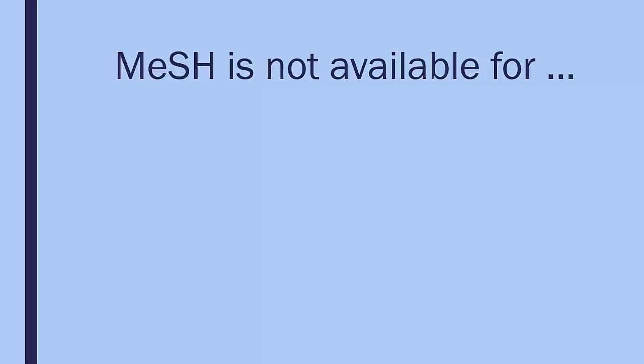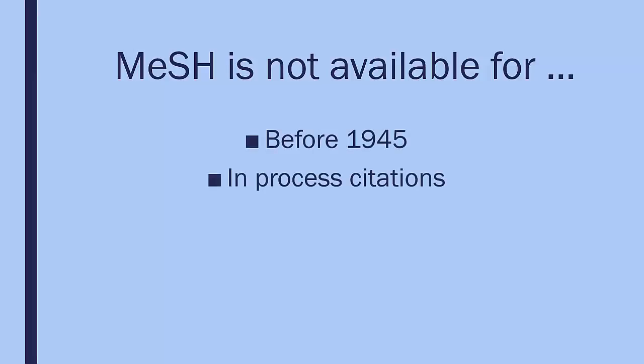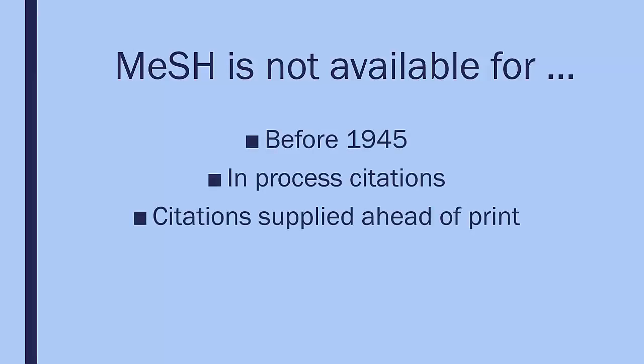There may still be times when you don't want to search with a MeSH term. For example, MeSH is not available for citations from before 1945, in-process citations, or for citations supplied ahead of print. Comprehensive searching may require a combination of both MeSH searching and keyword searching to find all relevant articles.